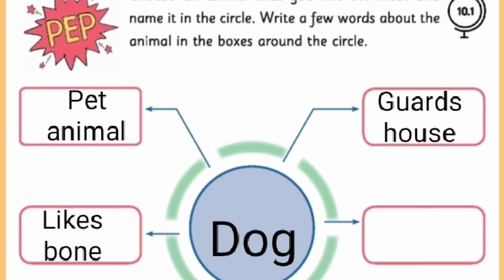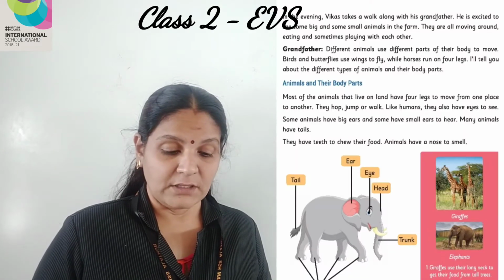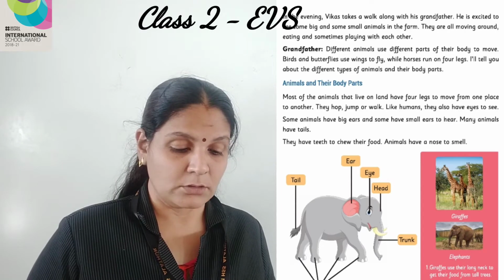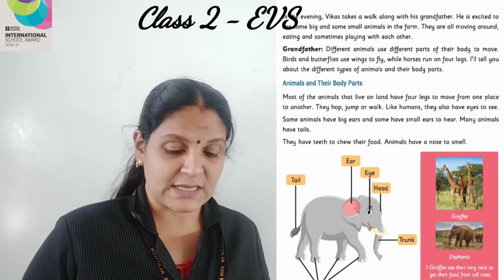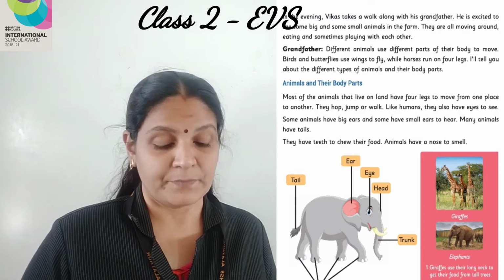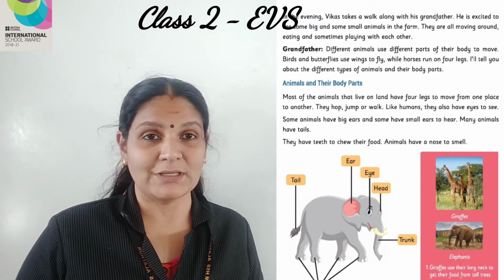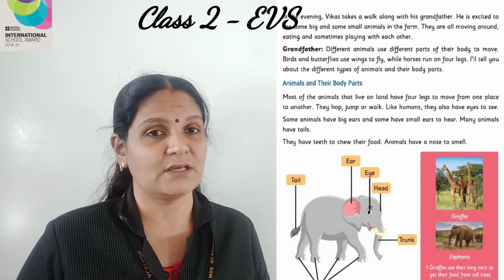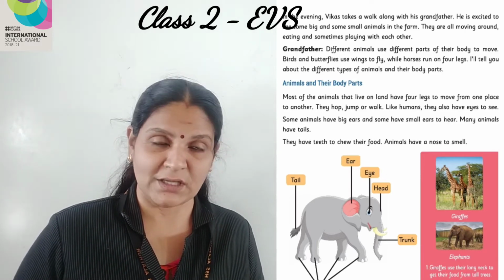Now we will move on to the next page, page number 30. In the evening, Vikas takes a walk along with his grandfather. He is excited to see some big and small animals in the farm. They are all moving around, eating and sometimes playing with each other. So what is he doing in the evening?